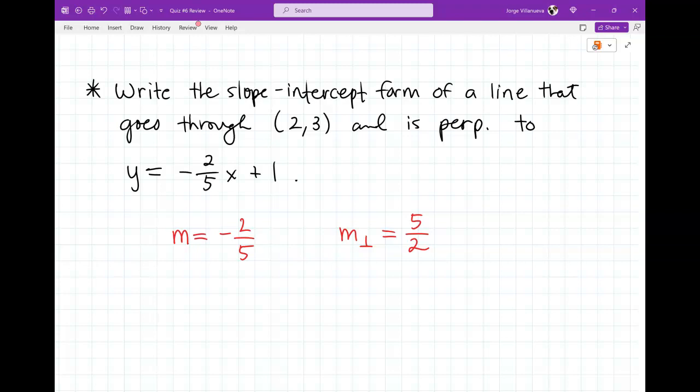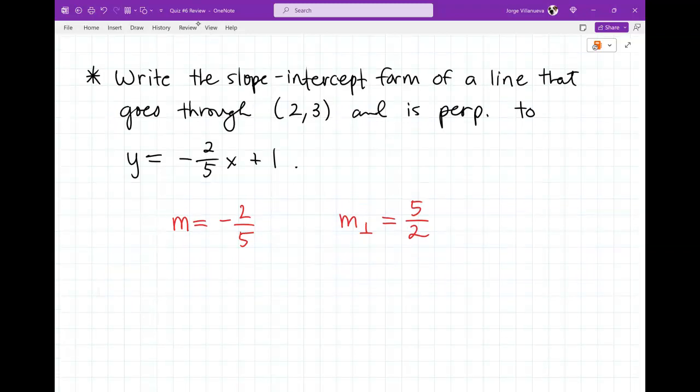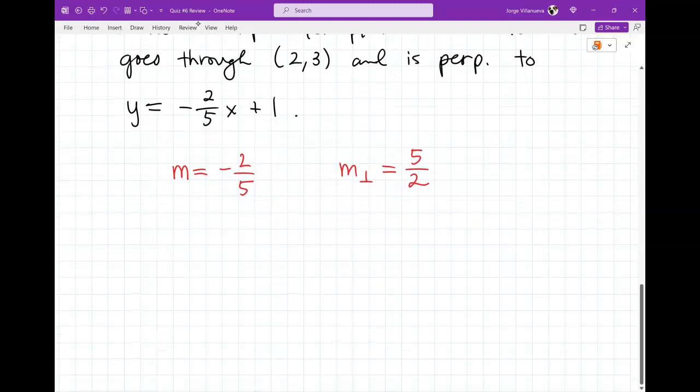So this is what I want to use right here. That's not my answer, but I need to use that. So remember that. Okay, now I know my slope is 5/2. They want me to write an equation in slope-intercept form. So y equals mx plus b. Well, I know m. I got to solve for b. Do I know x and y? Yeah, I do. What's x and y? 2 and 3. They gave it to me.